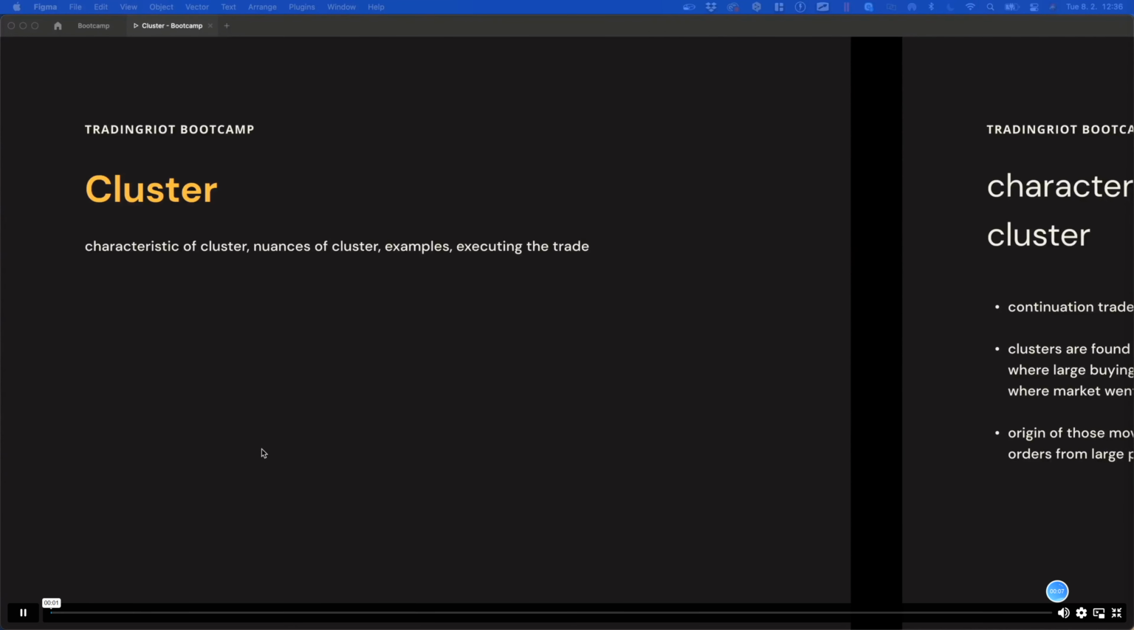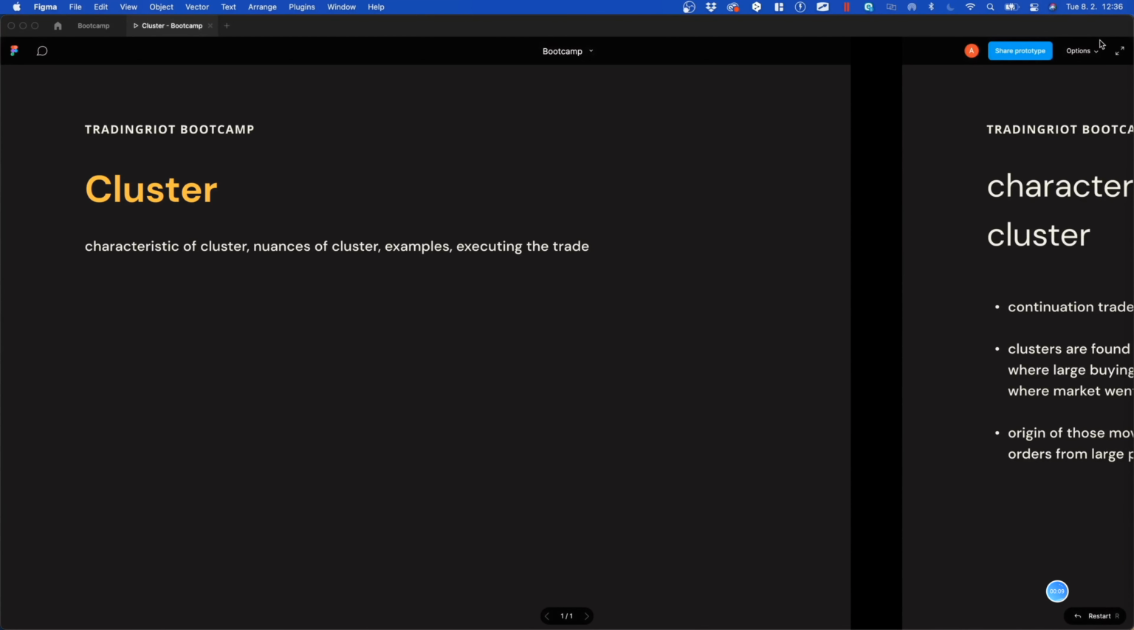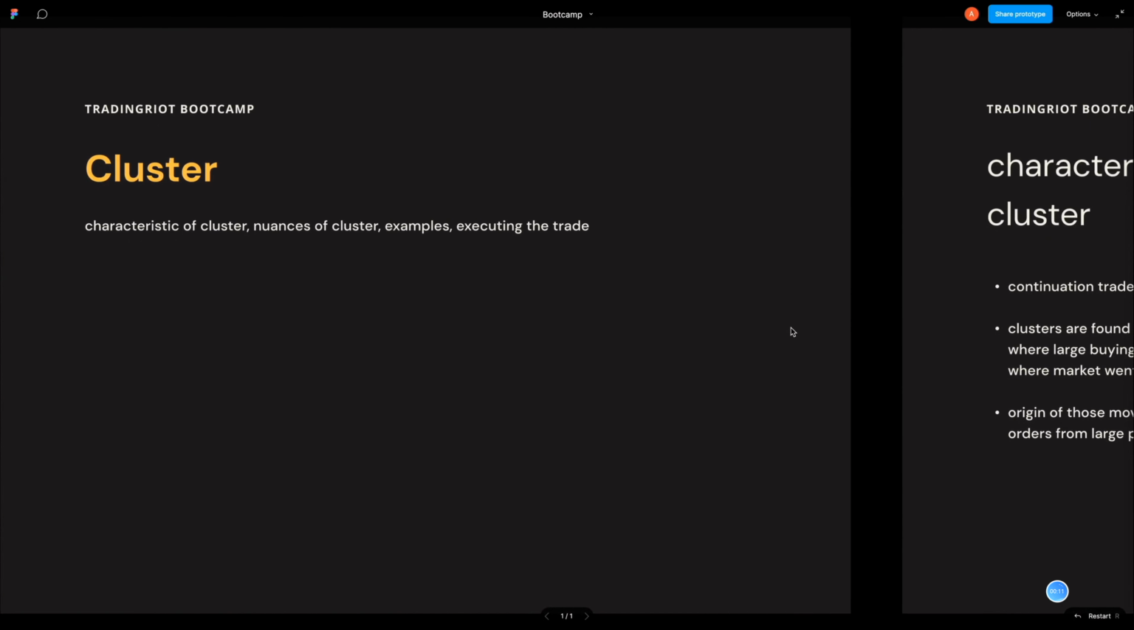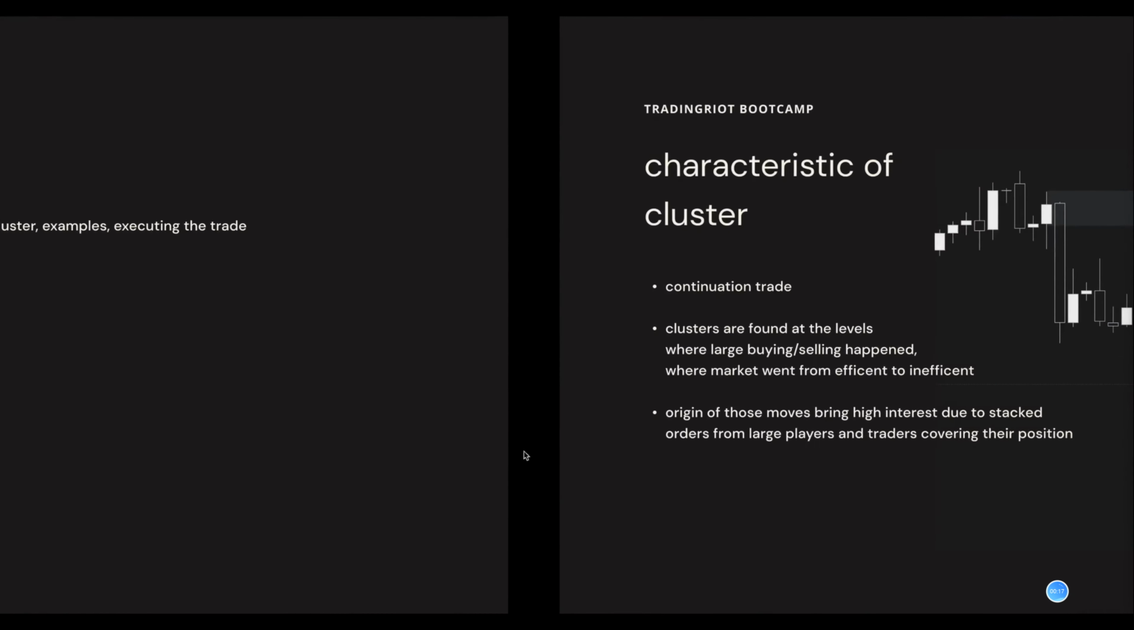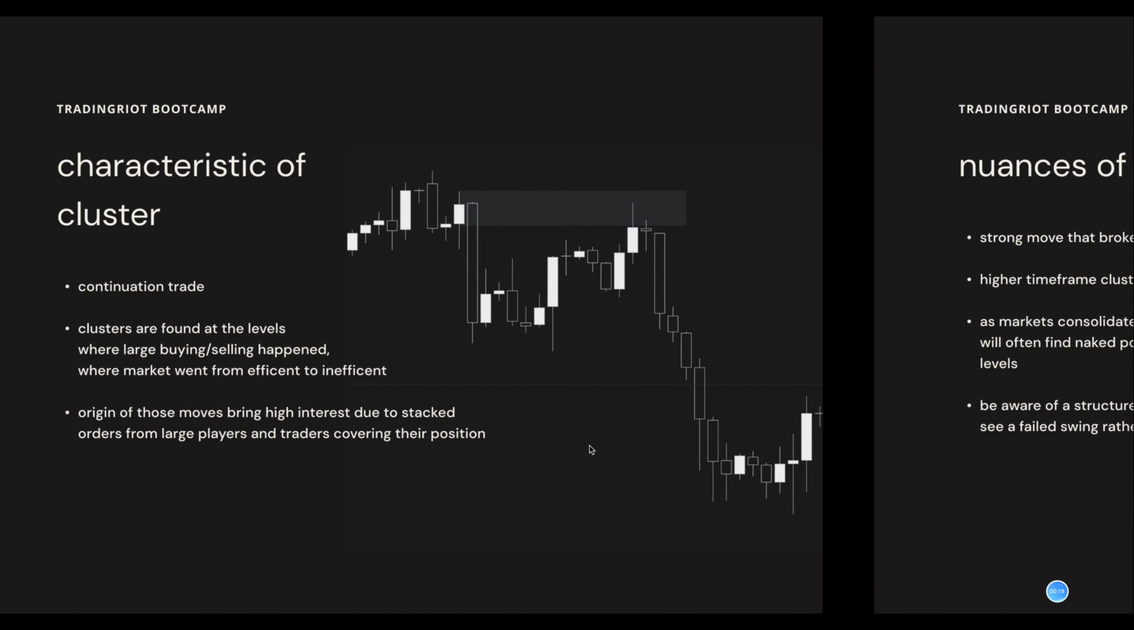The second execution pattern is a cluster. This is, once again, your supply and demand zones, your order blocks, your failure to returns, and so on and so forth. The cluster, in the vast majority of cases, is a continuation trade. They are found at the levels where large buying and selling happened and where the market went from efficient to inefficient.